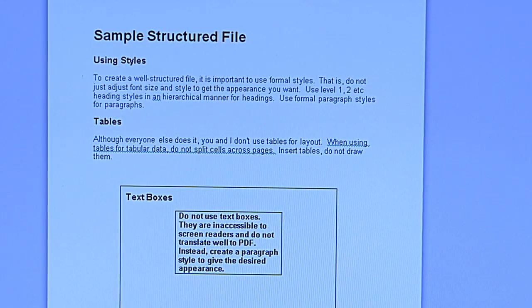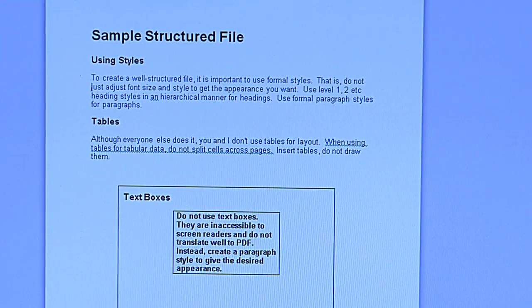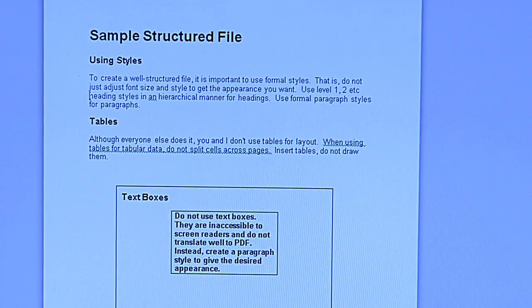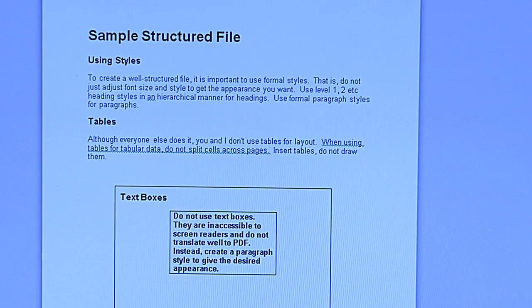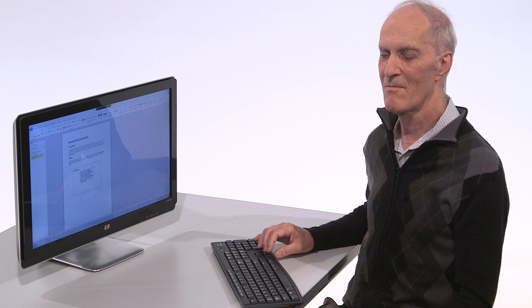That is, do not just adjust font size and style to get the appearance you want. Use level 1 to edit heading styles in a hierarchical manner for headings. Use formal paragraph styles for paragraphs. Style heading 2. Tables. Style normal.